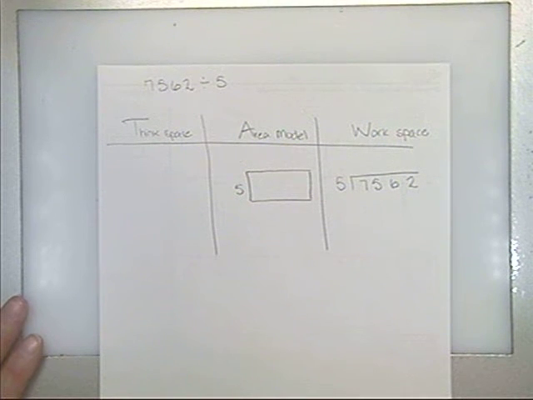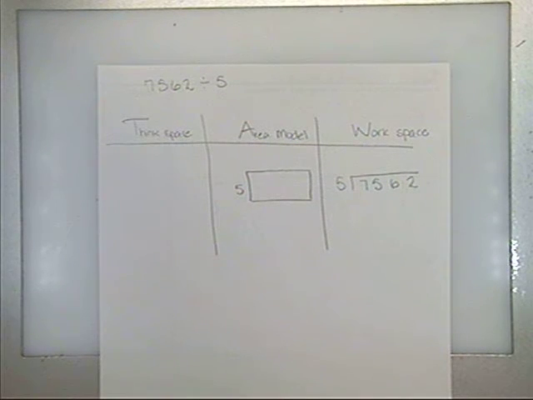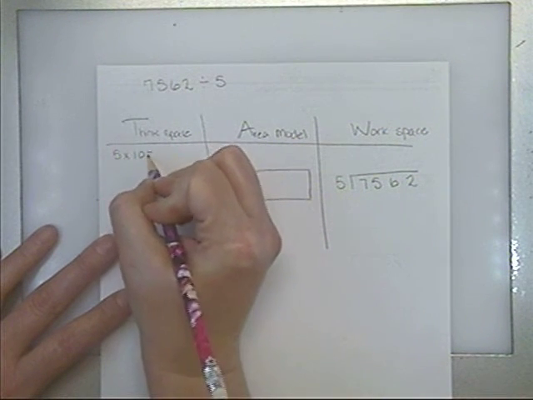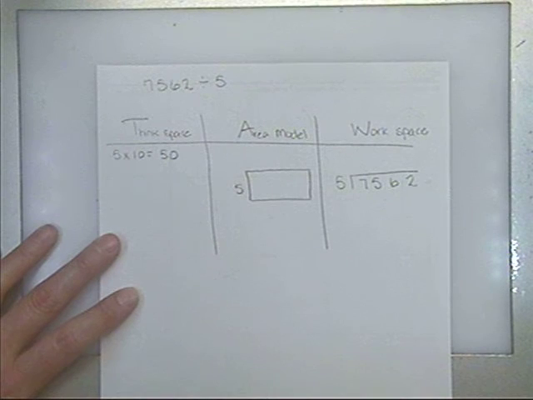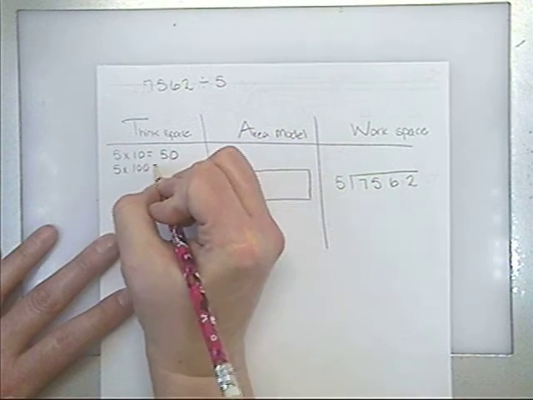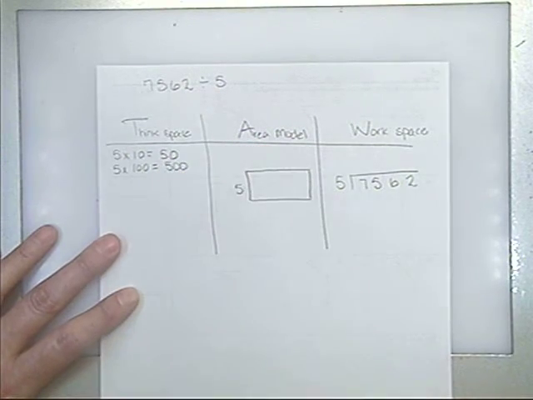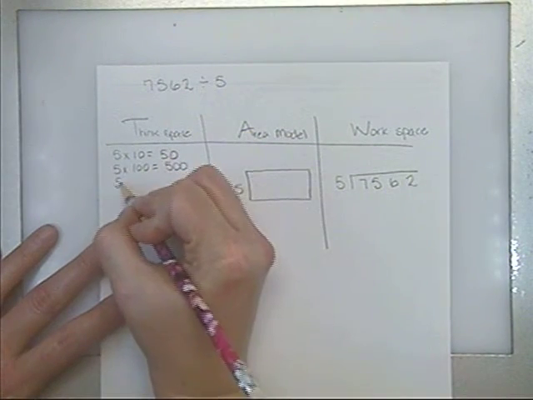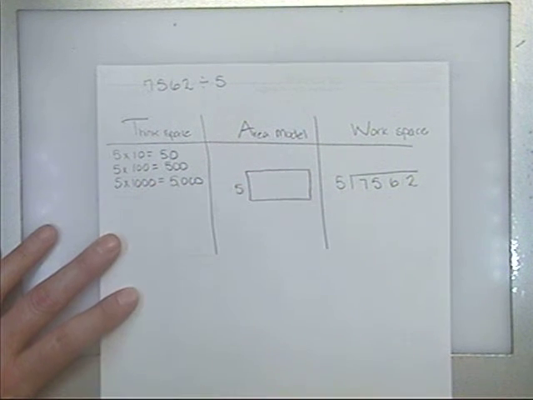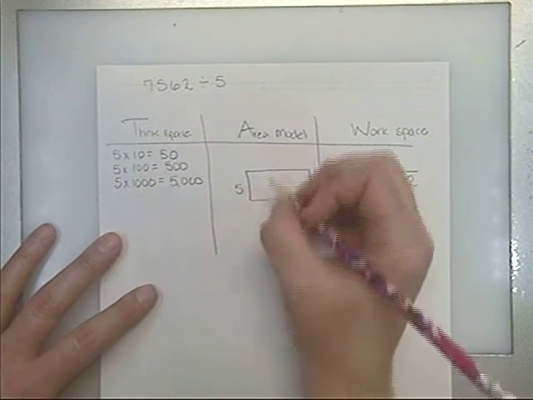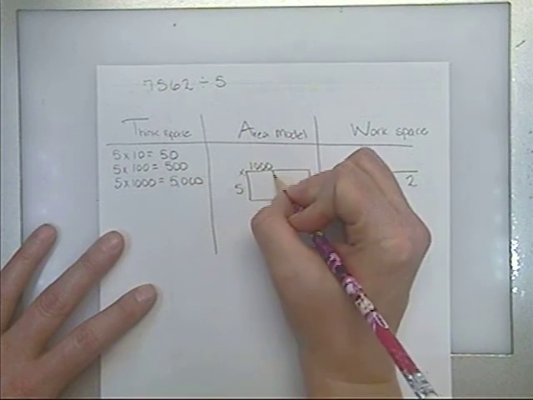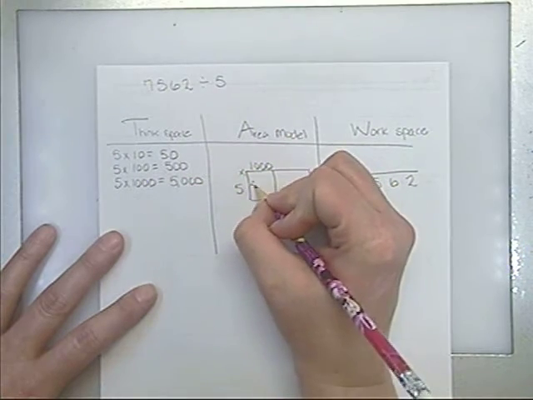Now, over here I teach the students to think about multiples of 10. They always start out with multiplying by 10. 5 times 10 is 50, and that's way too small. So I tell them to go up to 100. 5 times 100 is 500, still too small. So let's go to 1,000. 5 times 1,000 is 5,000. That's closer, so we'll use that number. We will put 1,000 on top because we're multiplying to find the area. This space here is 5,000.